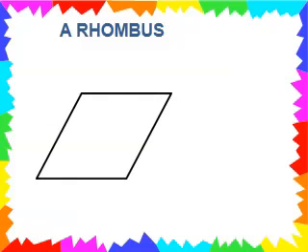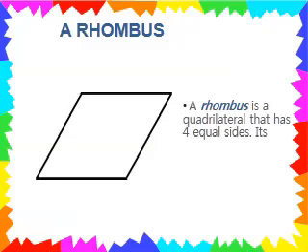Now, a rhombus. A rhombus, or in other words, a diamond. So a rhombus has a diamond shape. A rhombus is a quadrilateral that has 4 equal sides. So it's exactly like the square, but it doesn't have 4 right angles. Pay attention. A square has 4 equal sides, but it has 4 right angles, while the rhombus does not. It has only 4 equal sides.